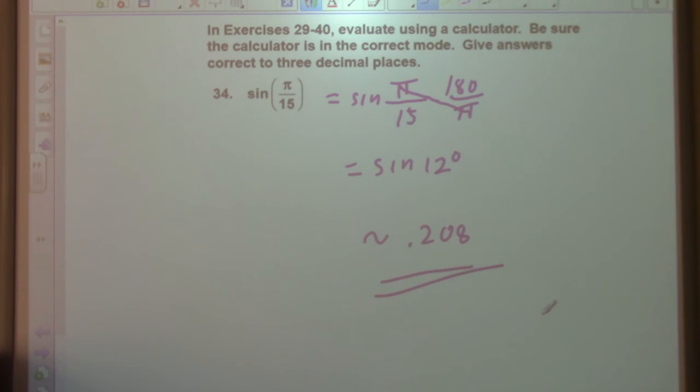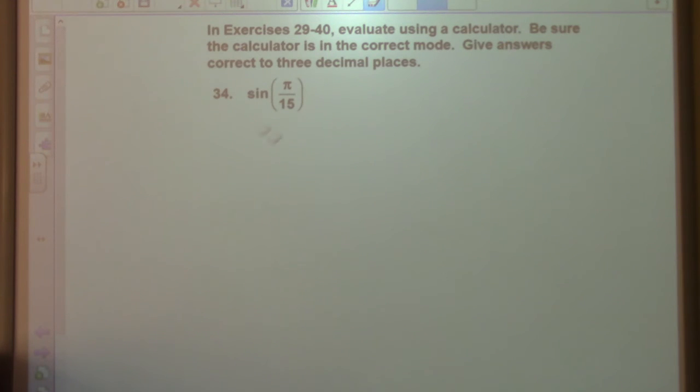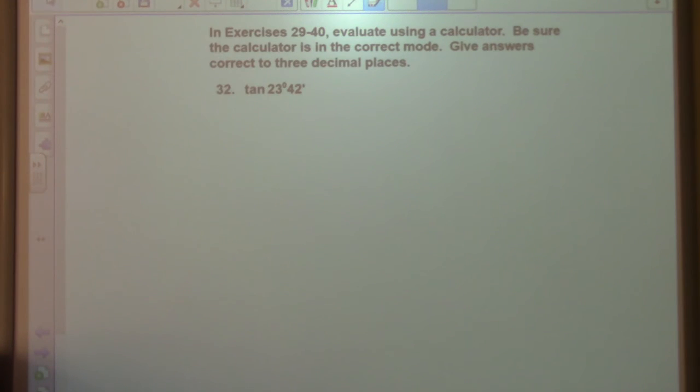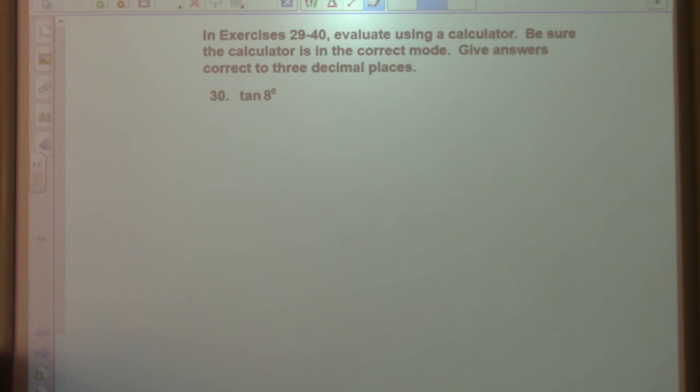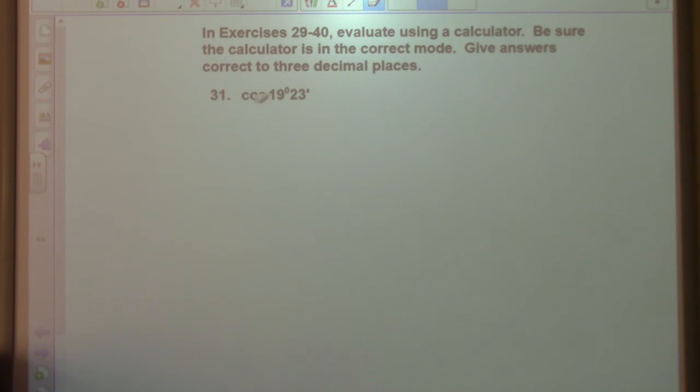So go ahead and do those other ones. I'm going to call on people to go put up answers. I'm going to go back to 29. What did you get? Another tweak here is these degrees, minutes, seconds things, I would do that one, but you can figure that out.